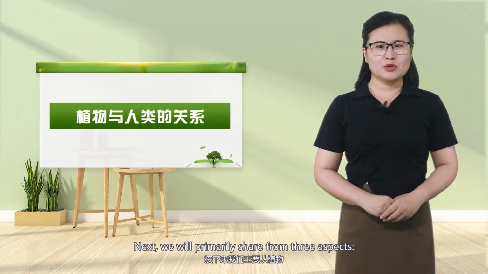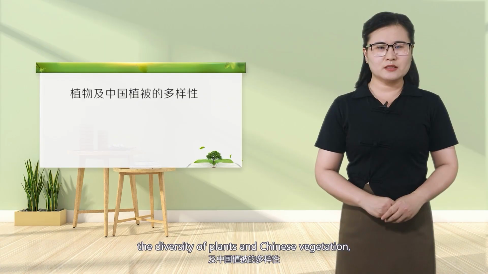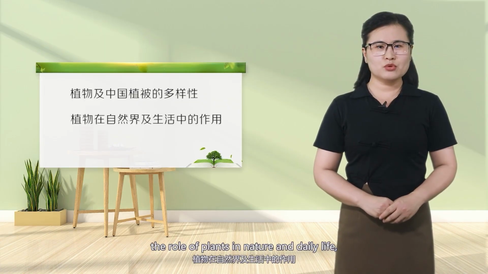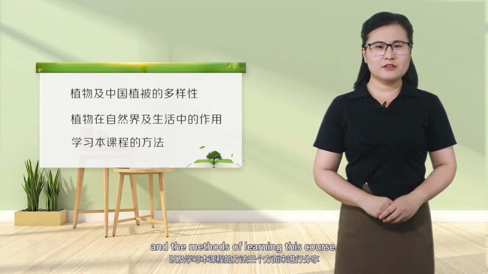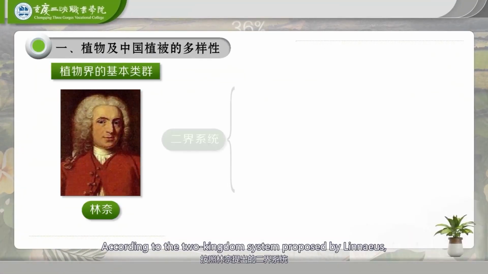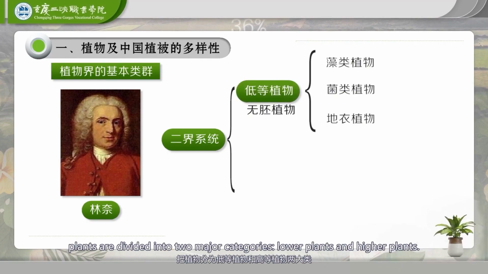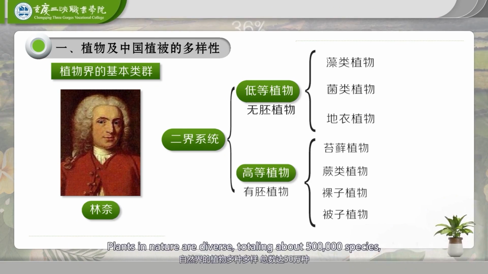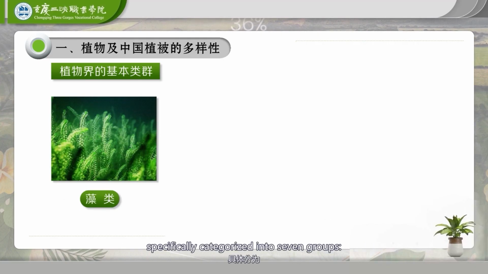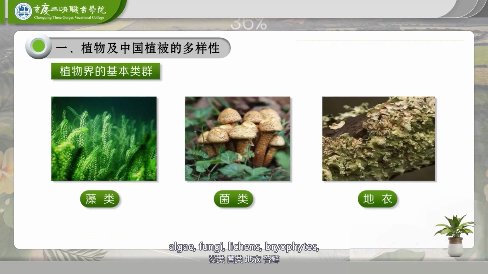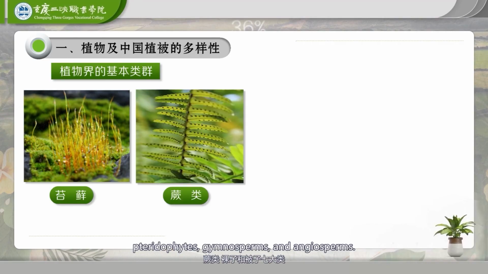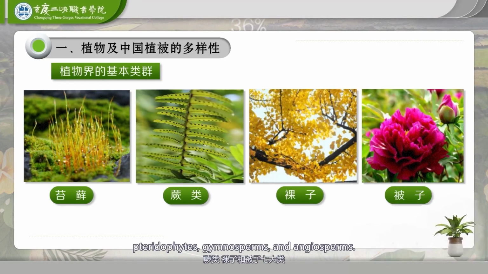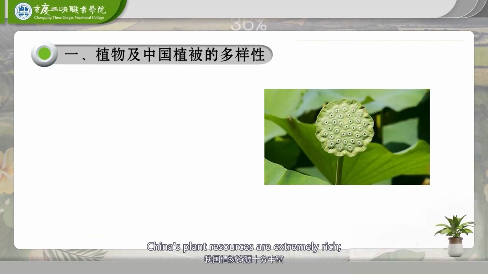Next, we will primarily share from three aspects: the diversity of plants and Chinese vegetation, the role of plants in nature and daily life, and the methods of learning this course. According to the Two Kingdoms system proposed by Linnaeus, plants are divided into two major categories: lower plants and higher plants. Plants in nature are diverse, totaling about 500,000 species, specifically categorized into 7 groups: algae, fungi, lichens, bryophytes, pteridophytes, gymnosperms, and angiosperms. China's plant resources are extremely rich.